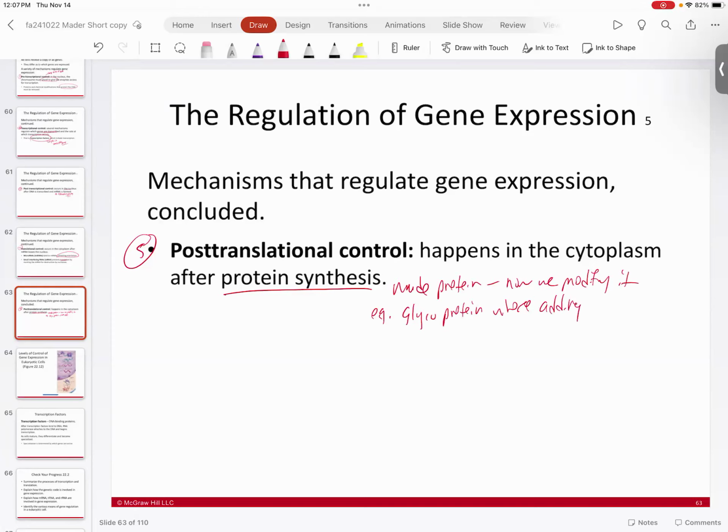In which case, adding a carbohydrate, it would be considered a post-translational control mechanism.